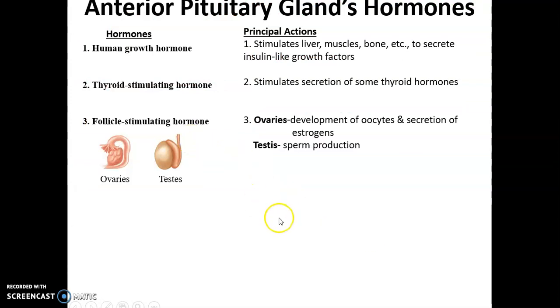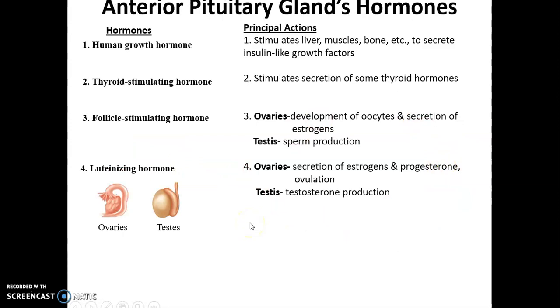All right, the third hormone produced by the anterior pituitary gland is the follicle-stimulating hormone. This hormone affects the ovaries and testes. In the ovaries, it leads to the development of oocytes, of egg cells that can then be fertilized, and also the secretion of estrogens, which is a kind of hormone. In the testes, the follicle-stimulating hormone leads to sperm production.